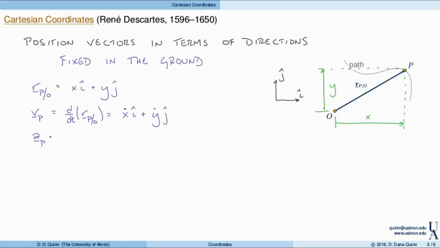The acceleration, likewise, is the derivative of velocity, or the second derivative of position. But again, similar arguments will provide us with the acceleration: x double dot in the I direction plus y double dot in the j direction. And dots, remember, are derivatives with respect to time. So x dot is the first derivative of x, dx/dt. x double dot is the second derivative of x with respect to time.